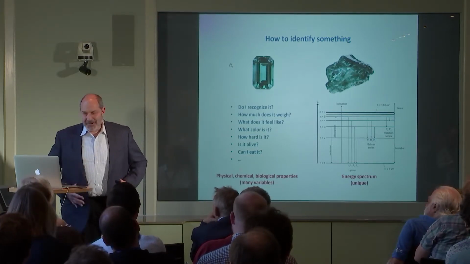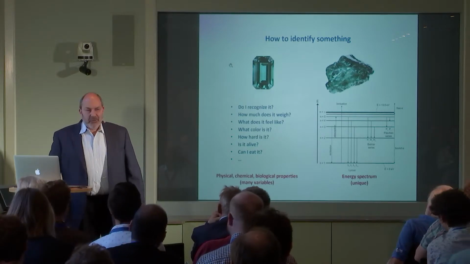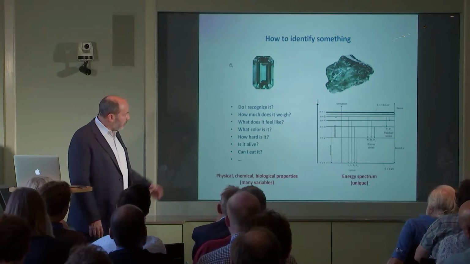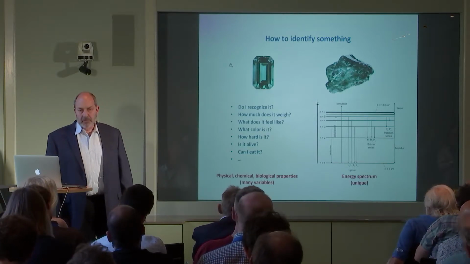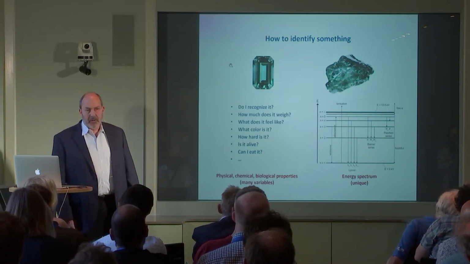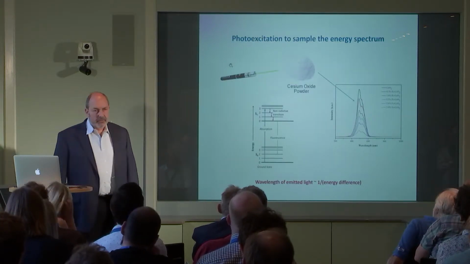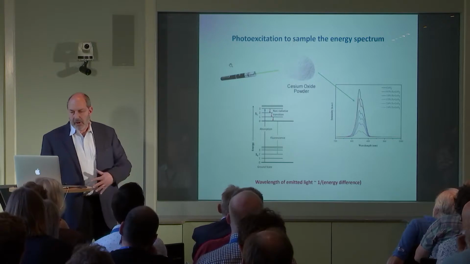But the actual way to identify something is to recognize that every material on the planet has a distinct energy spectrum. It's a quantum mechanical statement about what it's comprised of. And because of that, you can shine light onto it and look at what comes off.